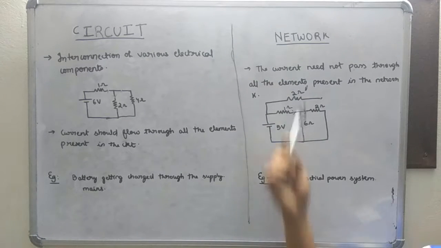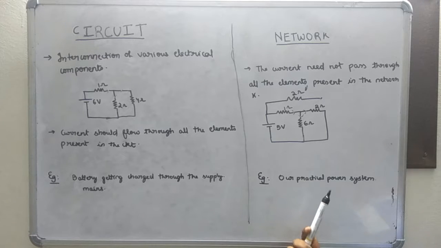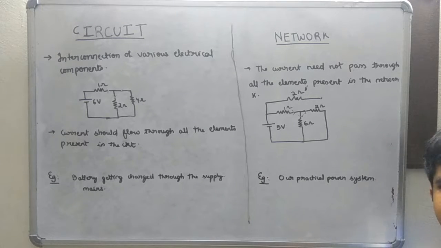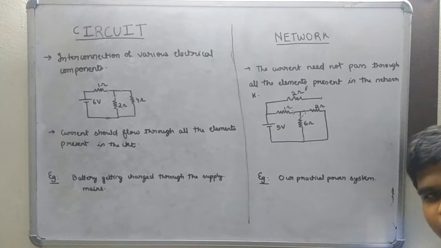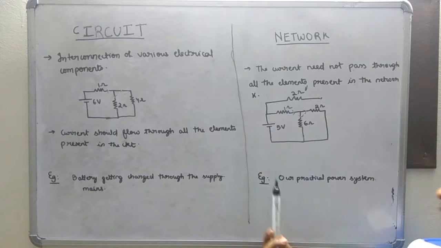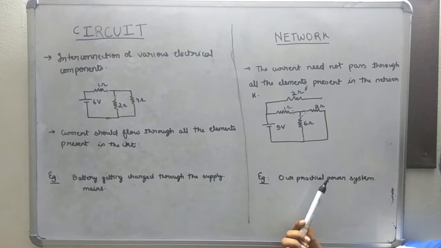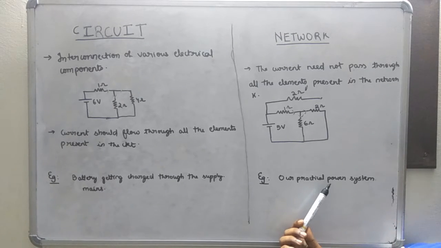Coming to the practical example of networks, our practical power system is the best example of a network, because there are many electrical components like generators and loads, non-linear loads, linear loads. All these elements are present, but every element may not be active at a particular time. So our practical power system is the best example of a network.